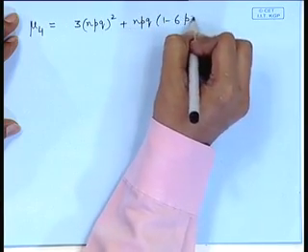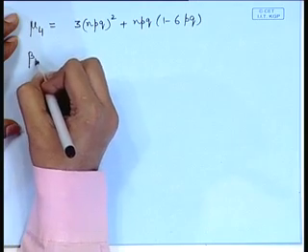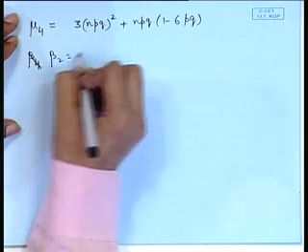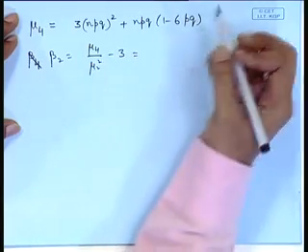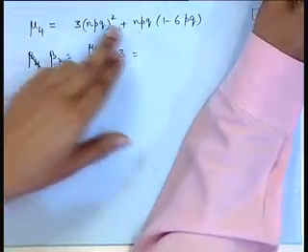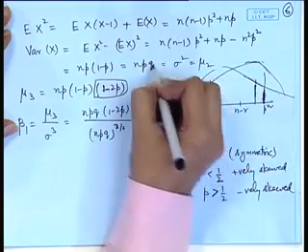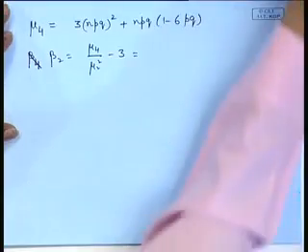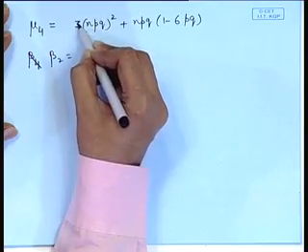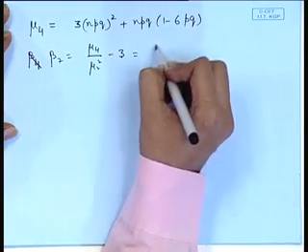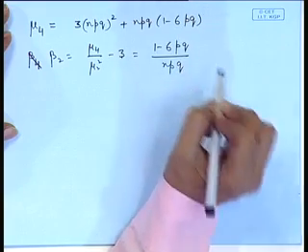After using that, mu 4 turns out to be 3 n p q square plus n p q into 1 minus 6 p q. So if you look at the coefficient beta 2, it is equal to mu 4 by mu 2 square minus 3. So mu 4 is this term, and mu 2 is n p q. So mu 2 square becomes n p q whole square. So if we consider mu 4 by mu 2 square, this will give me 3 here, and 3 minus 3 will cancel out. So we are left with 1 minus 6 p q divided by n p q.